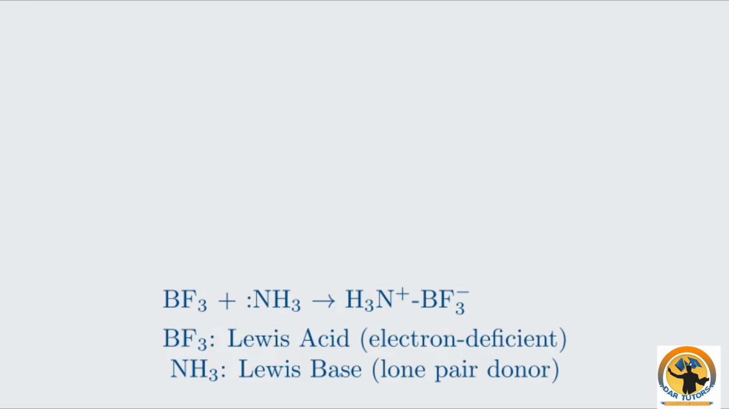The ammonia donates its lone pair to the empty p orbital on the boron. This forms a new coordinate covalent bond. The resulting compound is called an adduct. Notice there is no proton transfer here, so this cannot be described by Bronsted-Lowry theory. This shows the power of the Lewis definition.